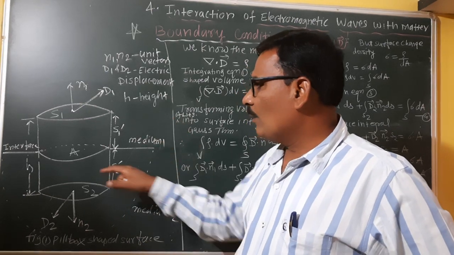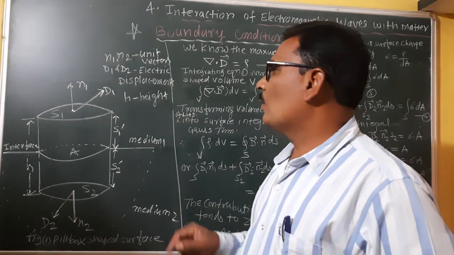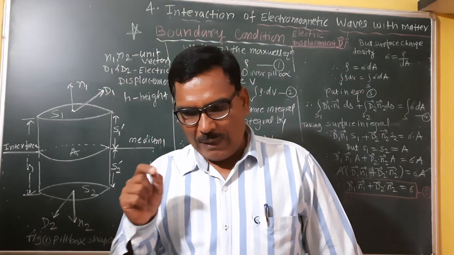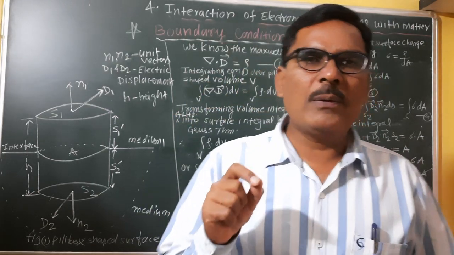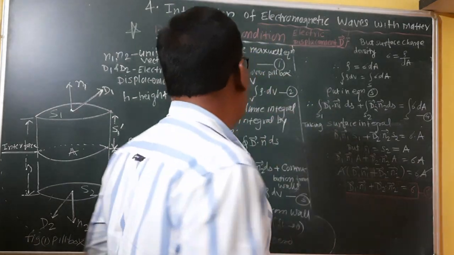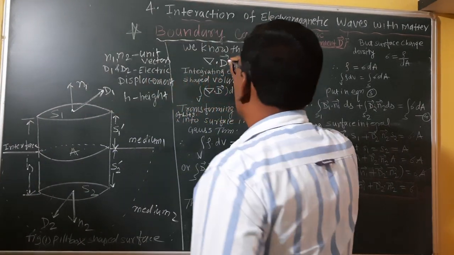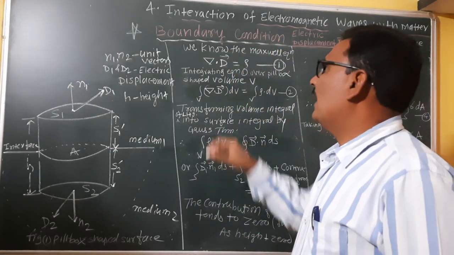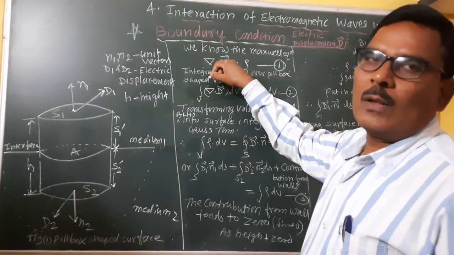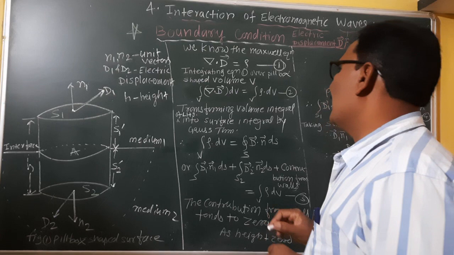When we consider the height of the pillbox as h, in this case we have to use the first Maxwell's equation, that is divergence of D bar is equal to rho. Here this is the divergence operator, D bar is called the electric displacement vector and rho is the charge density.